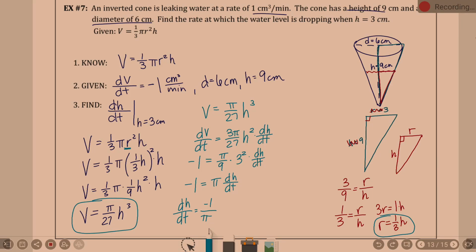Then I just divide by the pi. So dh dt is -1 over pi. Yes. Done? Done. Hold on. Yay!